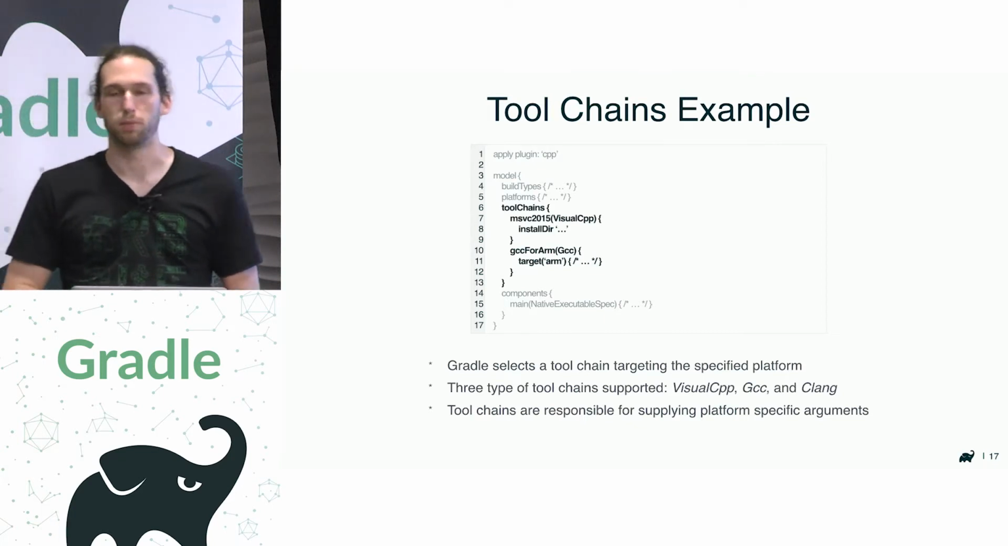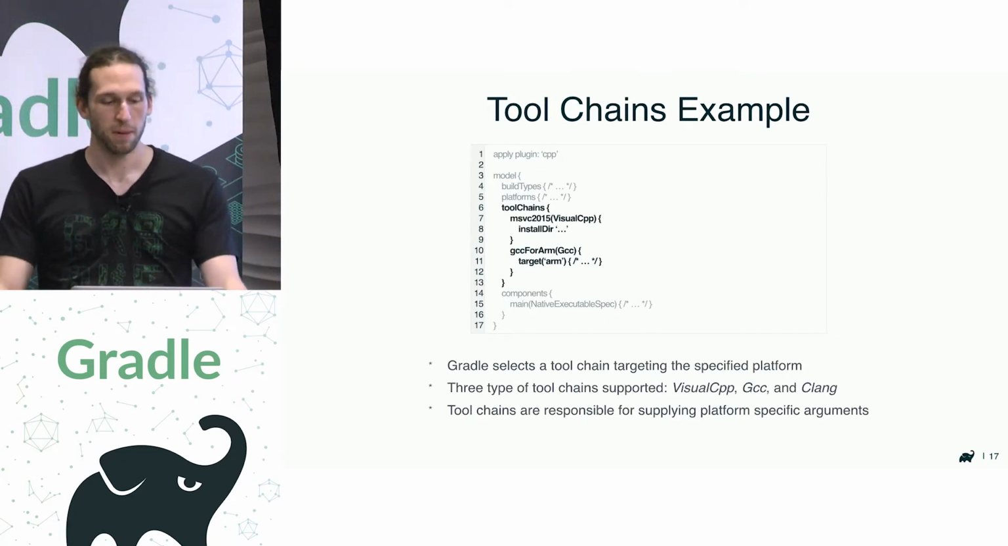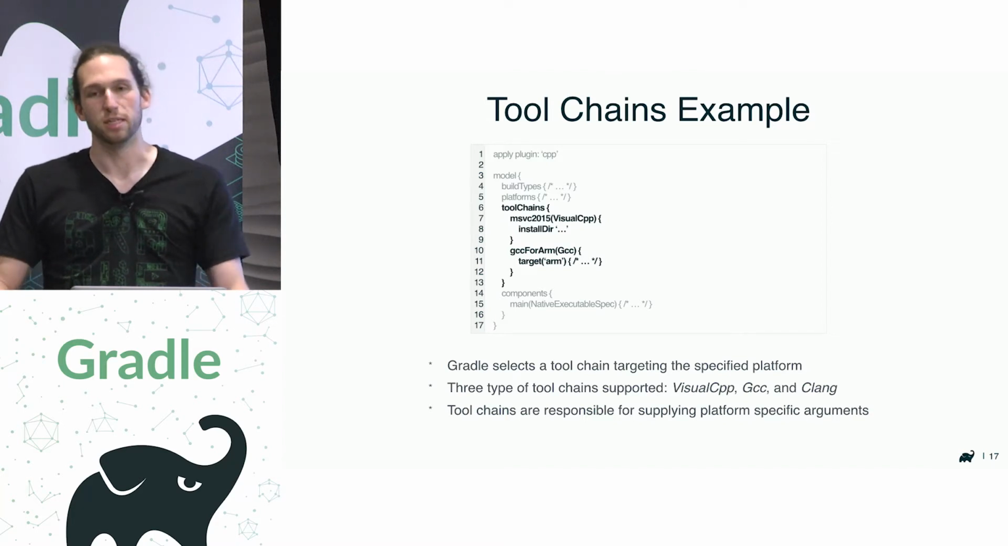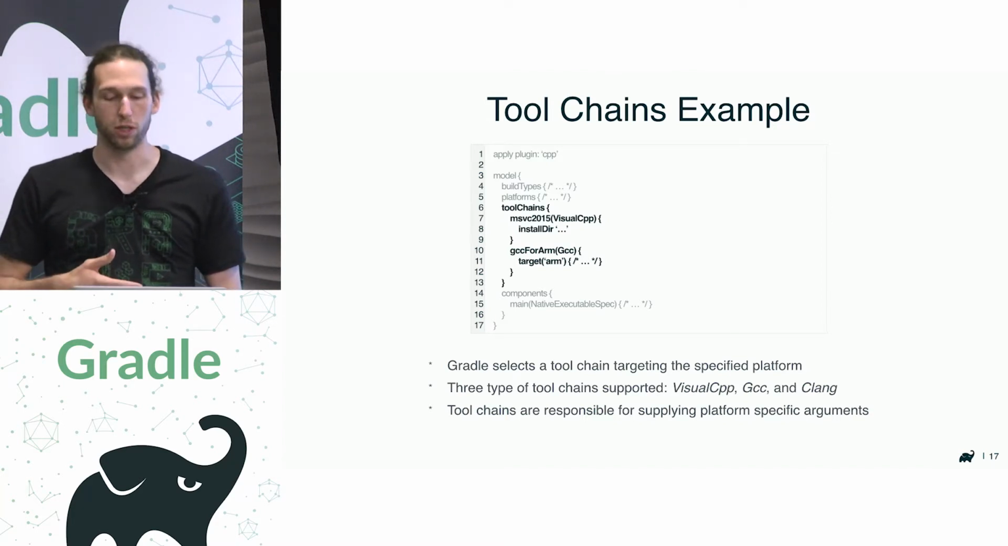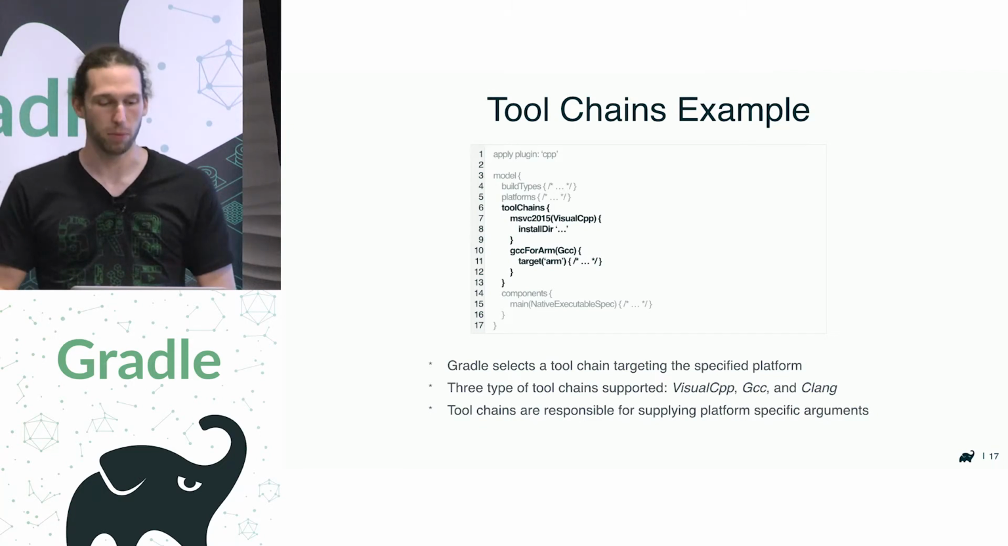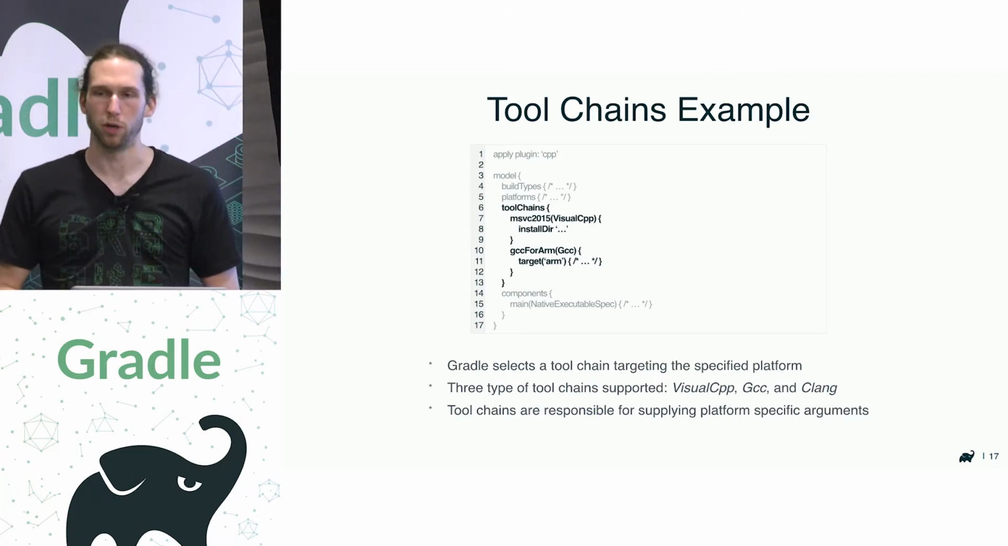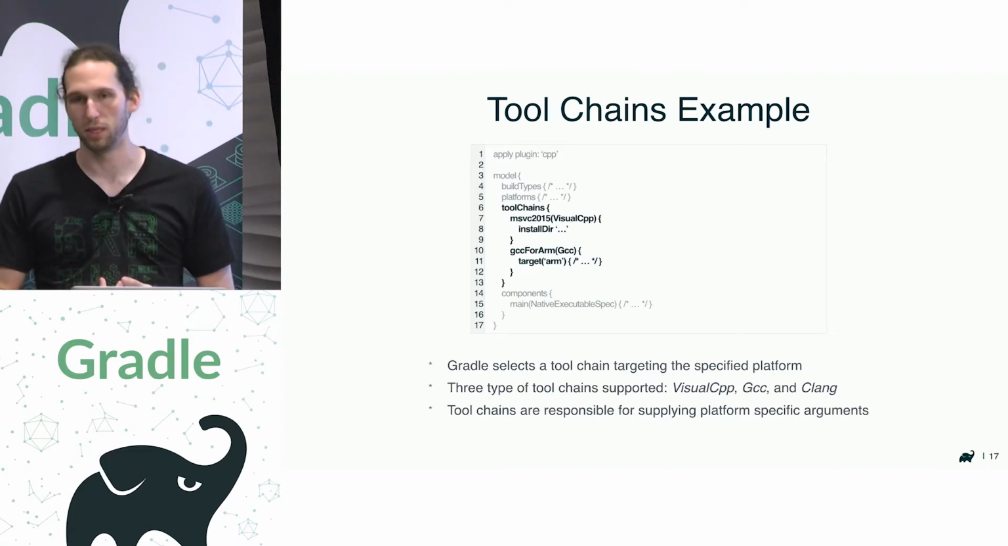Toolchain doesn't really participate in any component dimension. Gradle will select the right toolchain for the platform. Toolchain is responsible for supplying the platform-specific argument. There are 3 types of toolchains supported at the moment: Visual C++, GCC, and Clang.